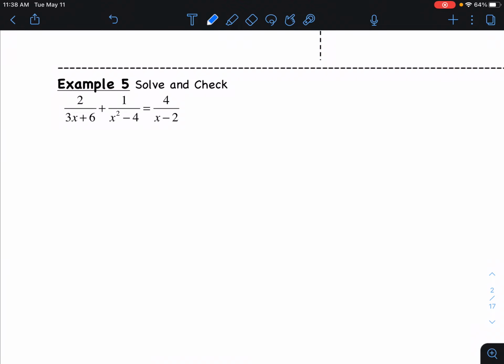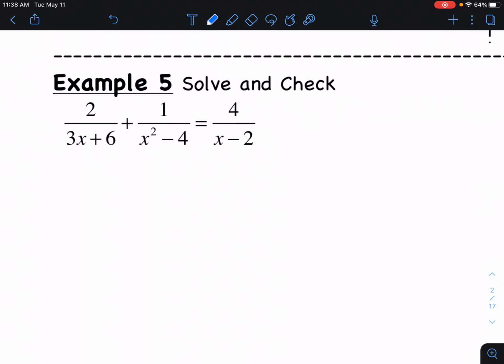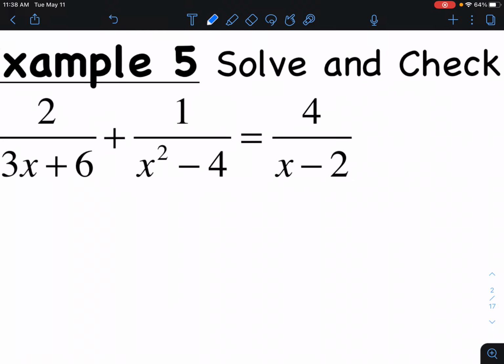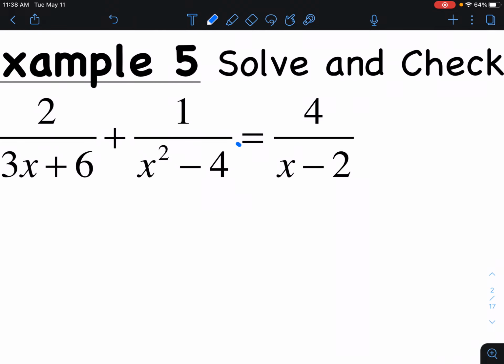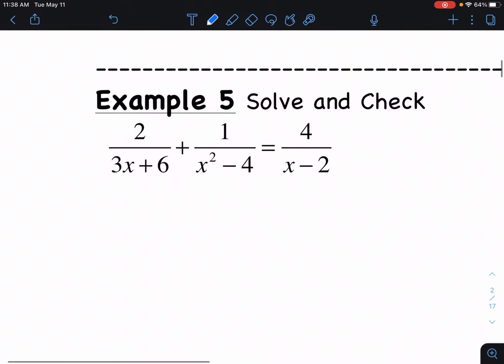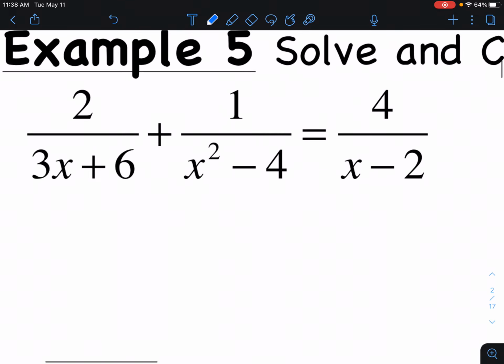Okay, guys, we're continuing on with section 3.4. We're going to be solving rational equations again today. These are going to be a little more difficult because we're going to hit up problems where the denominators can be factored. So the first thing we want to do is factor any denominators that we have.